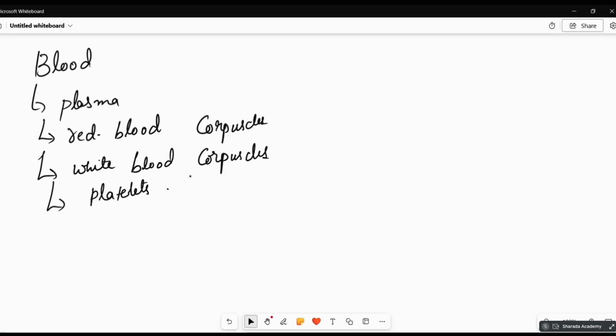They will ask these questions in the MCQ part and all. So we'll write a few things about this. First one is the plasma. Write down about this plasma.